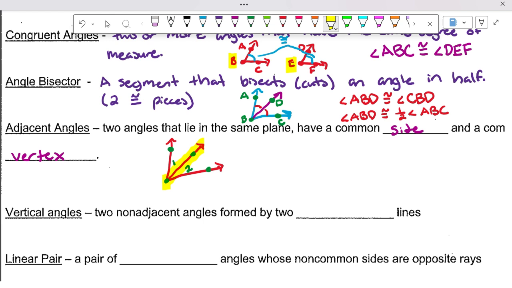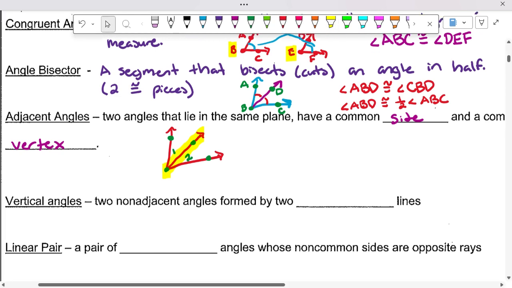Now, adjacent does not necessarily mean congruent. More often than not, they're not. So don't assume that if they're right next to each other they're congruent, unless they state that the middle line is an angle bisector. That's the only case in which adjacent angles are congruent.